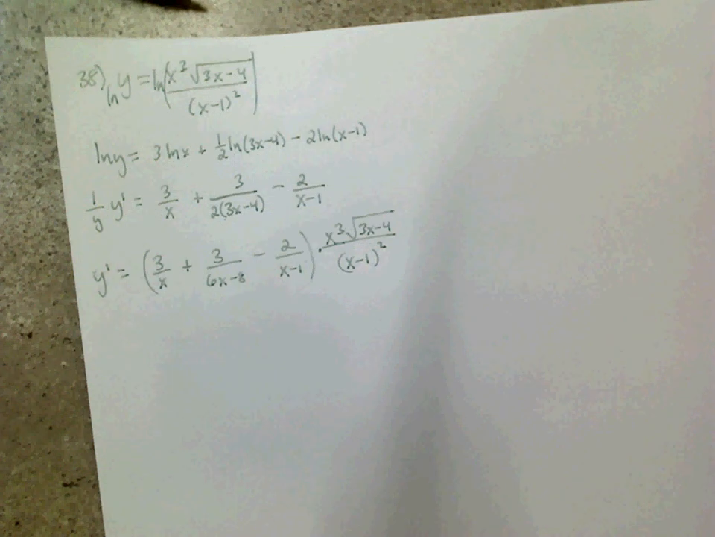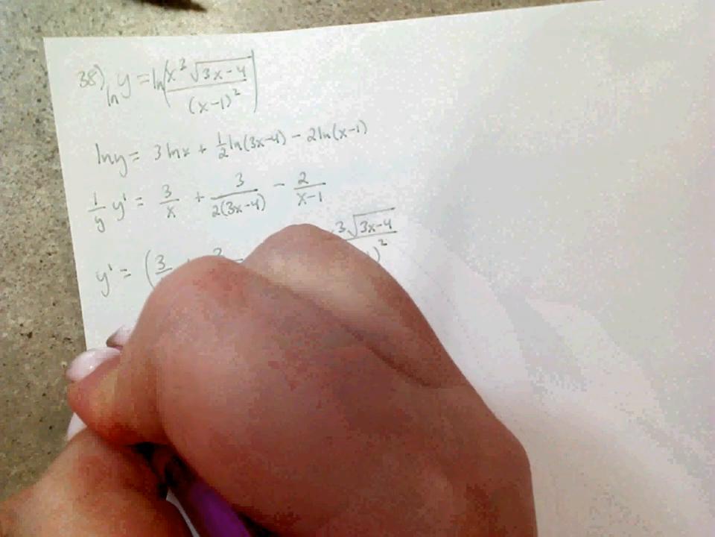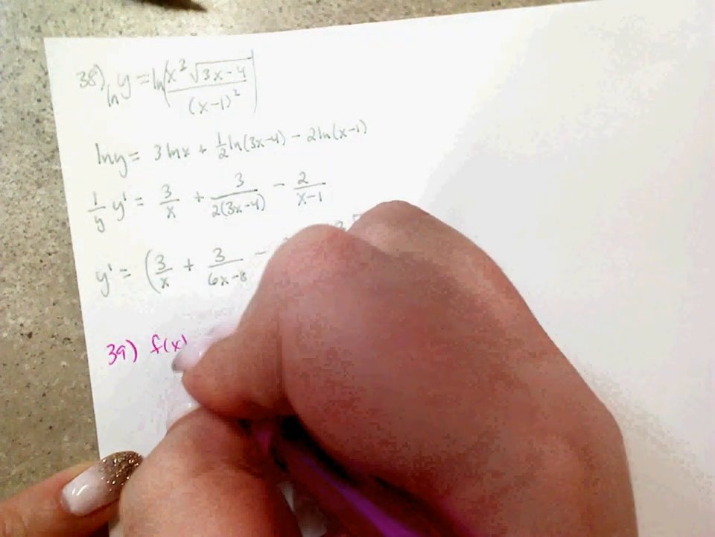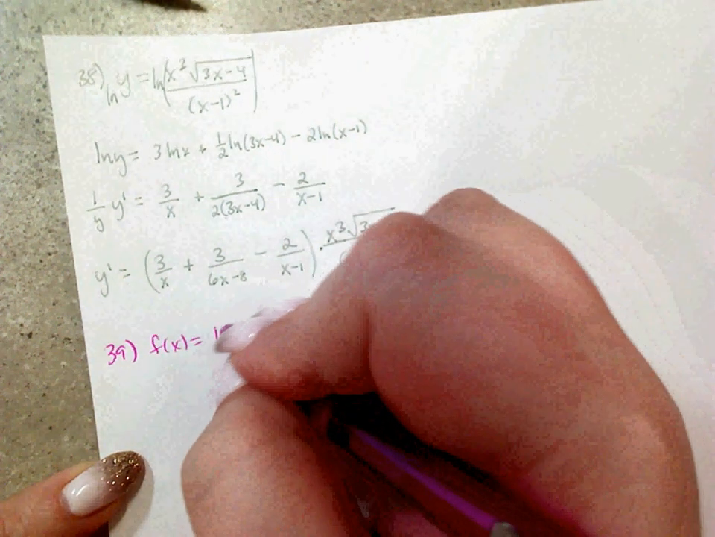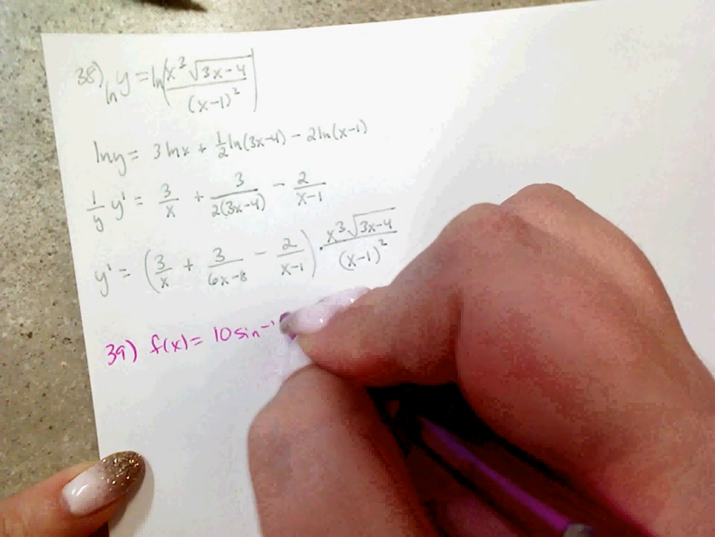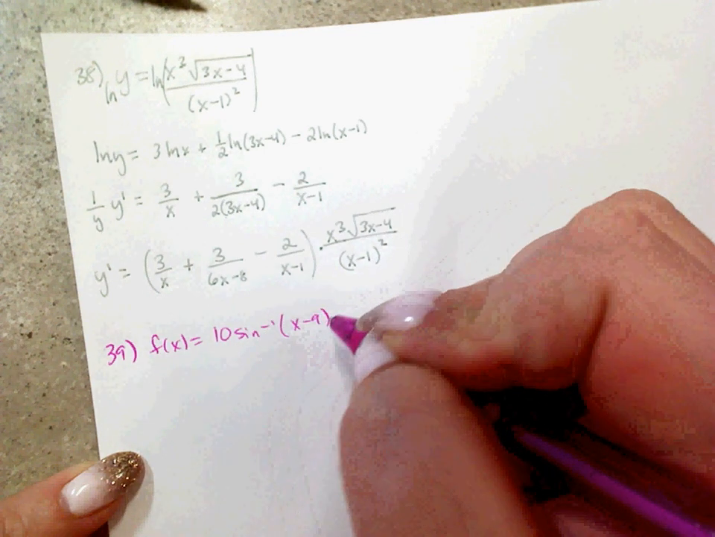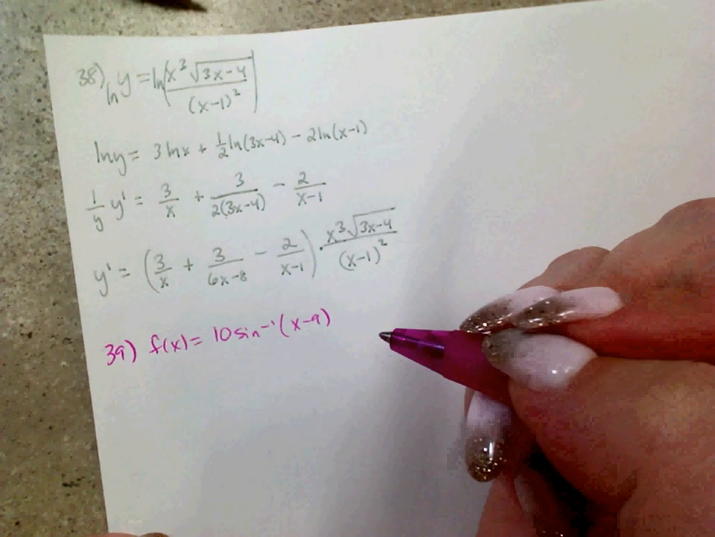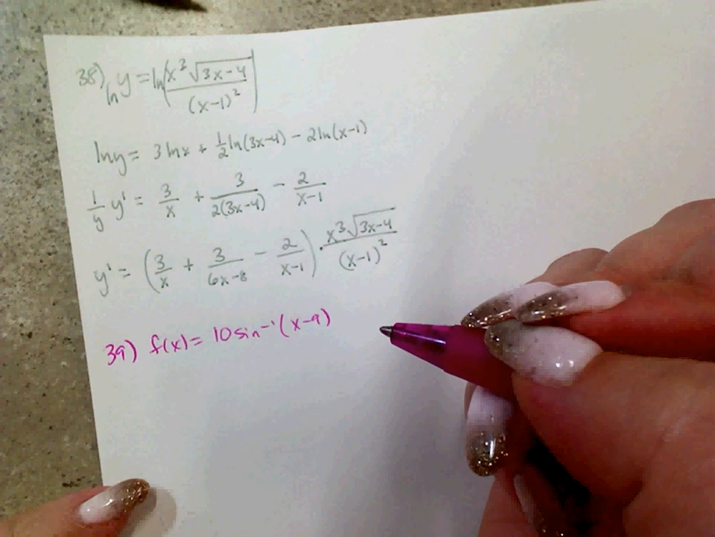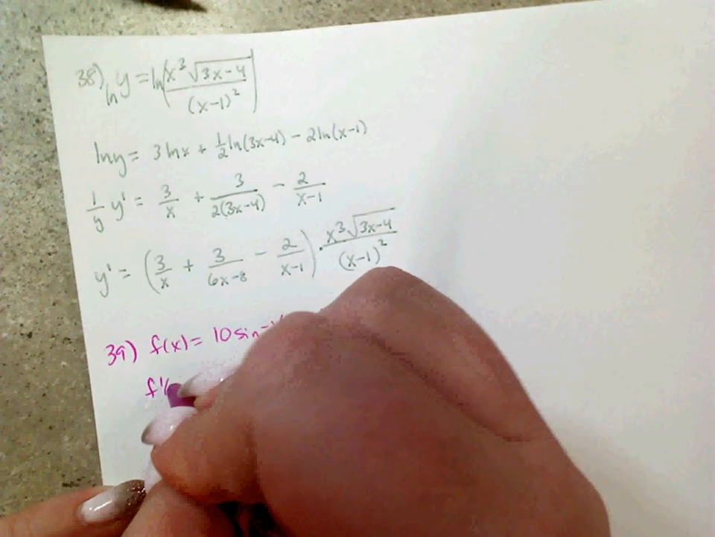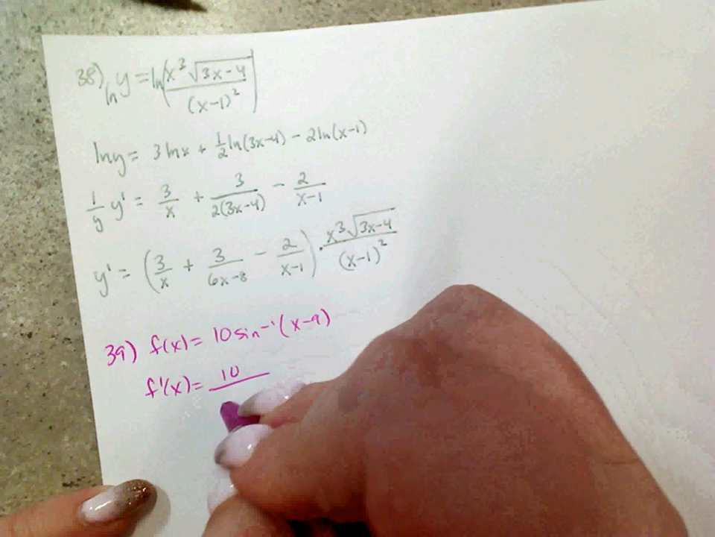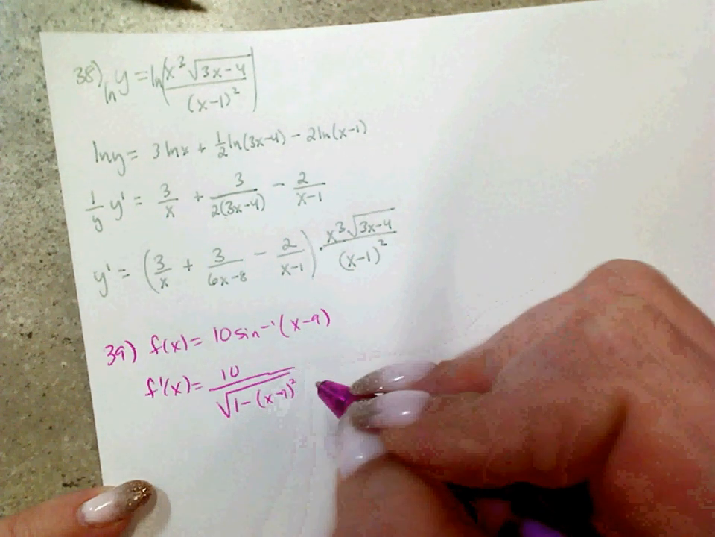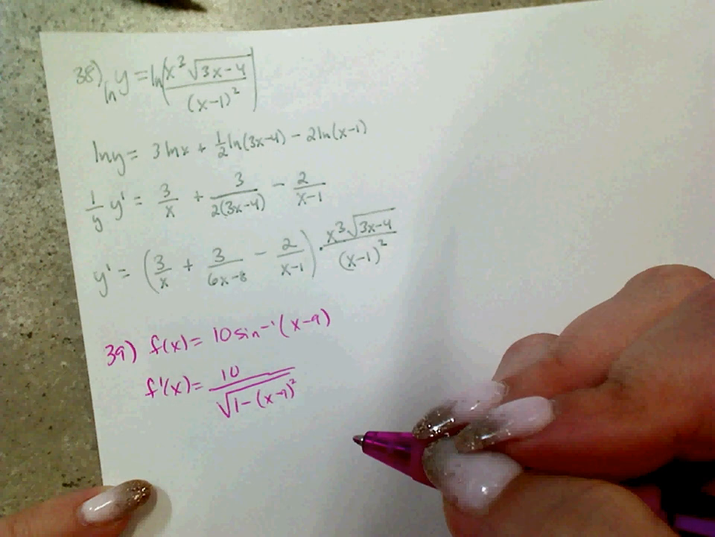So 39 says find the derivative of the function f of x equals 10 arc sine, which is the same thing as sine inverse, of x minus 9. The derivative of sine inverse of anything is 1 over the square root of 1 minus the function squared times the derivative of the function. So f prime would be 10 over the square root of 1 minus x minus 9 quantity squared times the derivative of x minus 9, which is 1, chain rule. So personally, I'm okay with us leaving it like that.